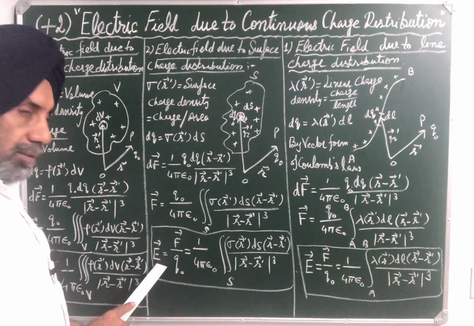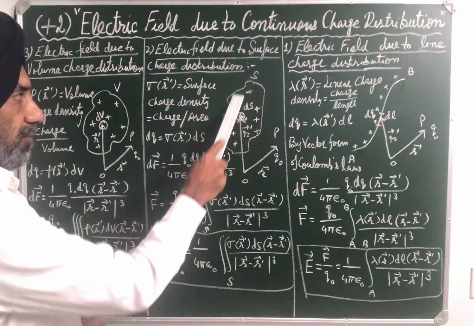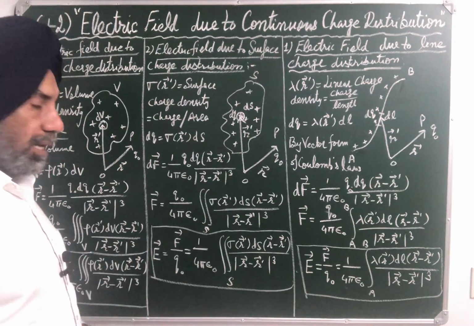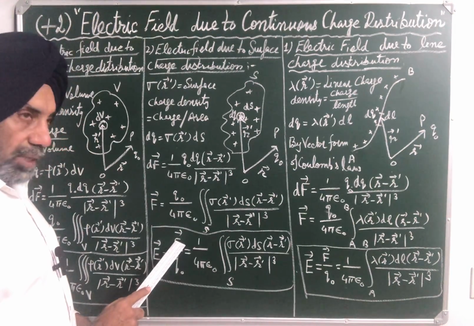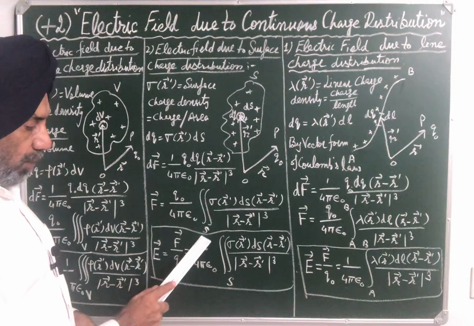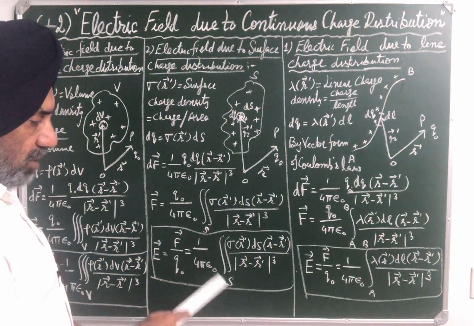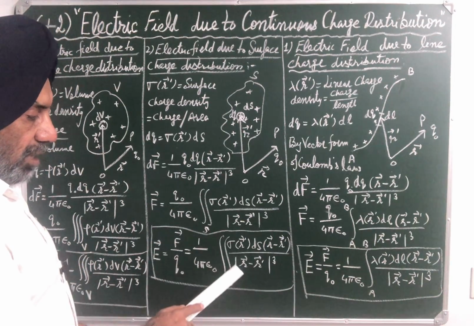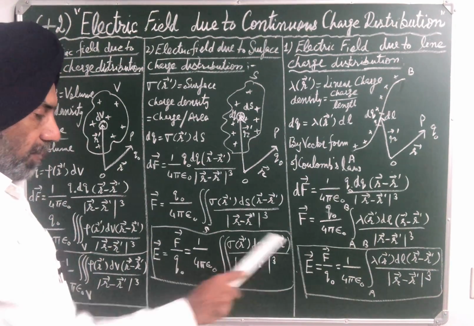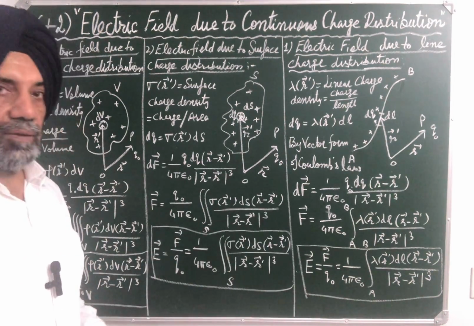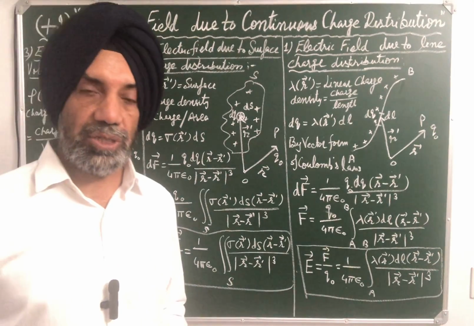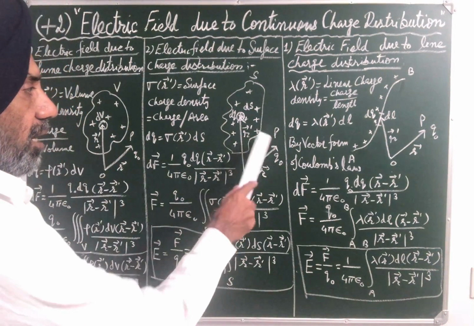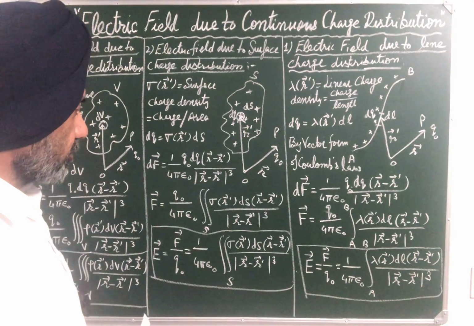Therefore, electric field due to this whole surface charge distribution at P is given by E is equal to F vector upon q naught, is equal to 1 upon 4 pi epsilon naught, surface integral sigma r dash ds (r minus r dash) upon mod of (r minus r dash) cubed, which is the required expression for electric field due to continuous surface charge distribution at a given point.